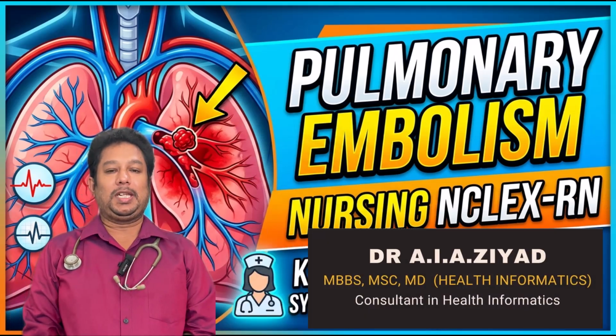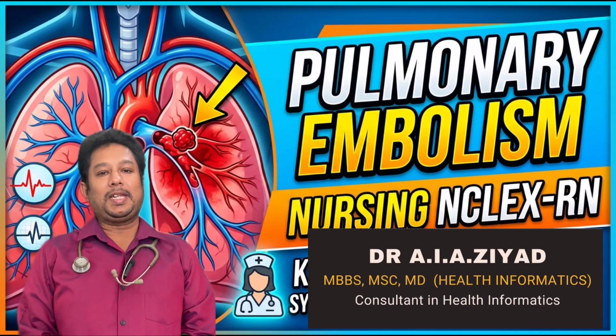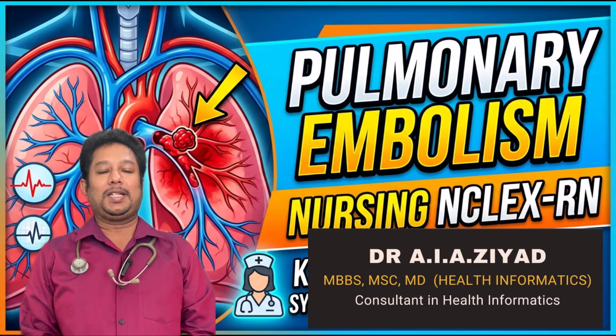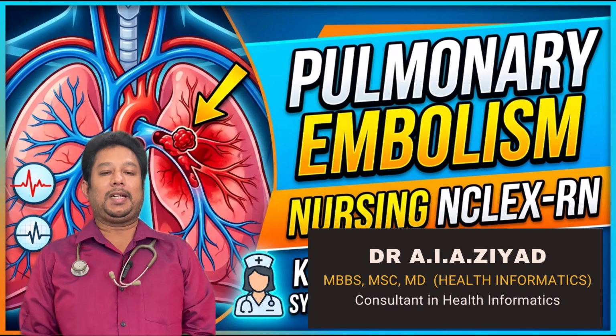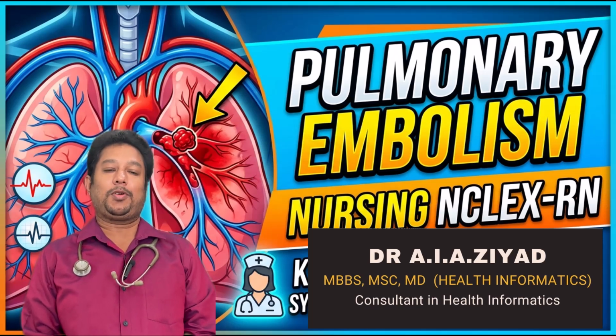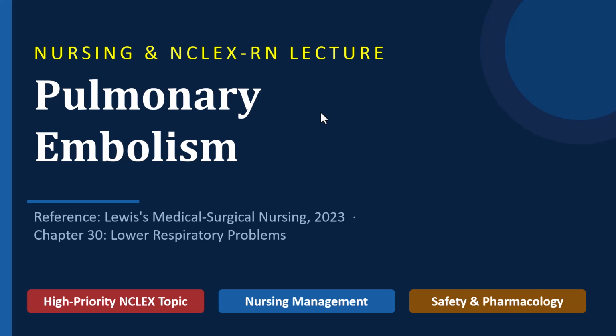In this tutorial series, we are going to discuss the nursing care of adults with medical and surgical issues with the latest next generation NCLEX-RN type questions. Today we are doing a full deep dive on pulmonary embolism or PE, which is one of those high priority topics that shows up on the NCLEX again and again because it's a true nursing emergency that requires fast recognition and action. This lecture is based on chapter 30 of Lewis Medical Surgical Nursing.